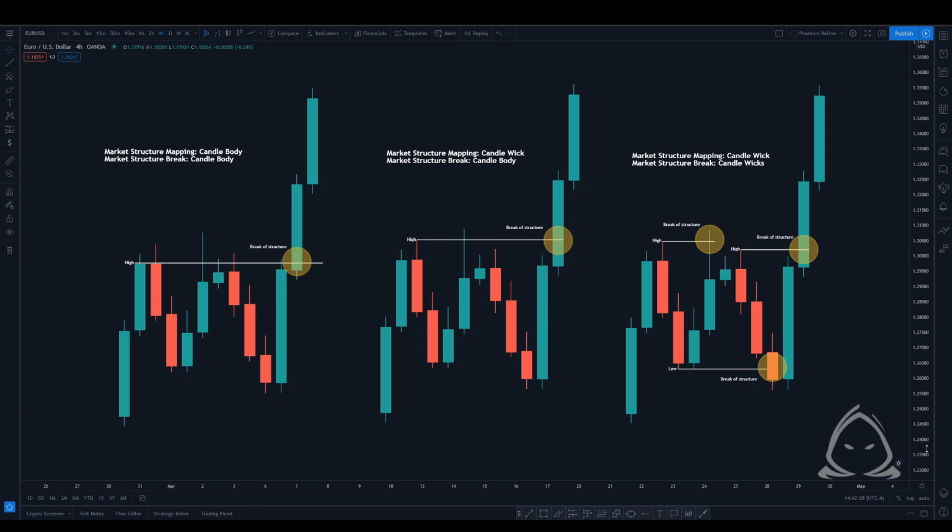Now if we look at the second example, we're going to be identifying and mapping out structure using candle wicks, and we'll be identifying the market structure breaks with candle bodies.